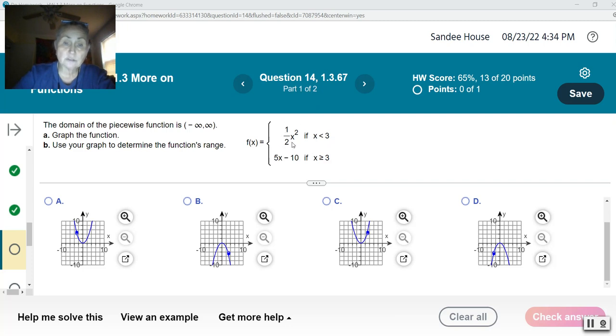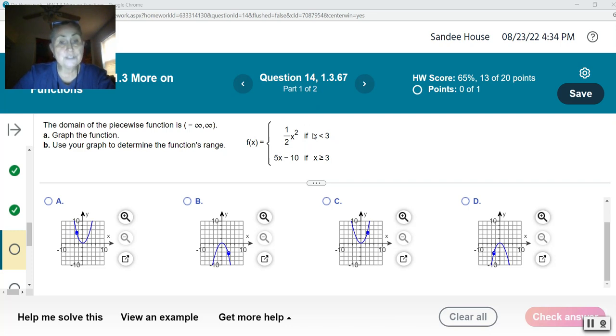Now, we've not talked about an x squared function yet. We have this one. This is a line. Y equals, or f of x equals 5x minus 10. That's a line with a slope of 5 and a y-intercept of negative 10. Anytime you have an x to the first power, or just a plain x, that's going to be a line. Every single function that has just a single x to the 1 is a line. So this is a line, okay? So we're going to be looking for a line on the right side of 3.